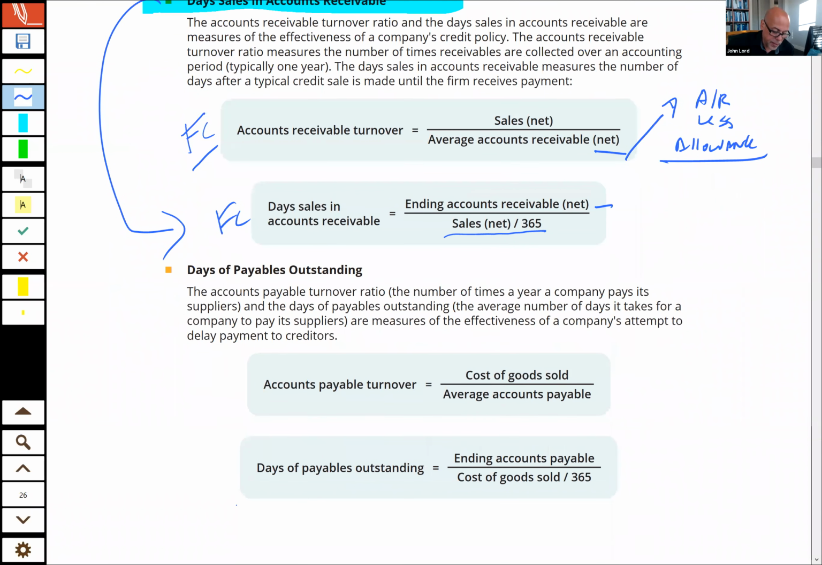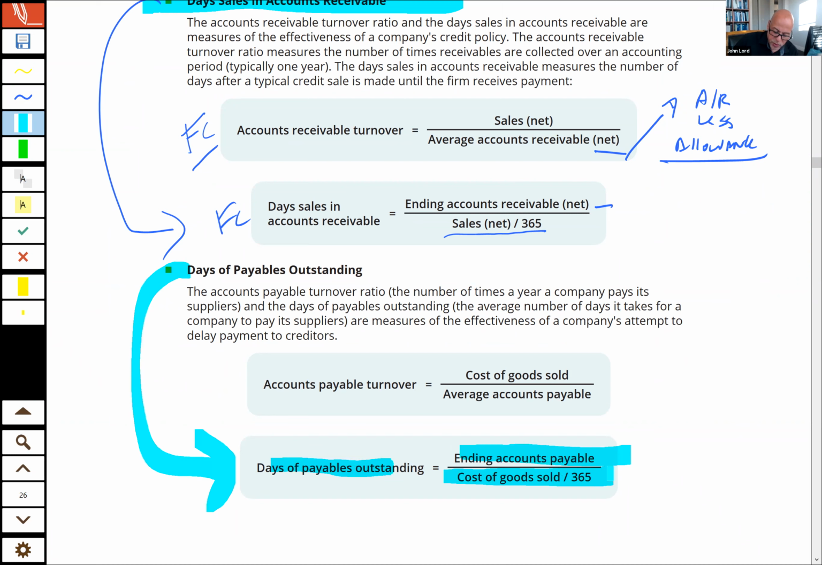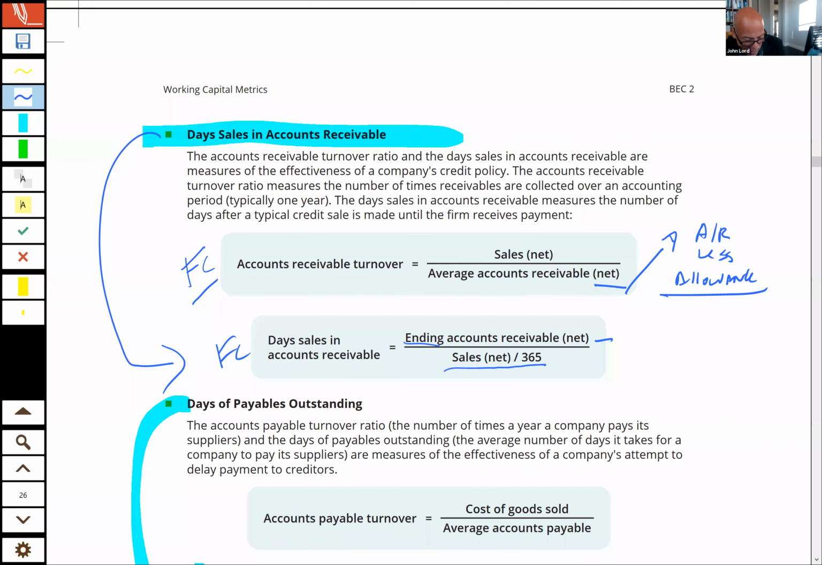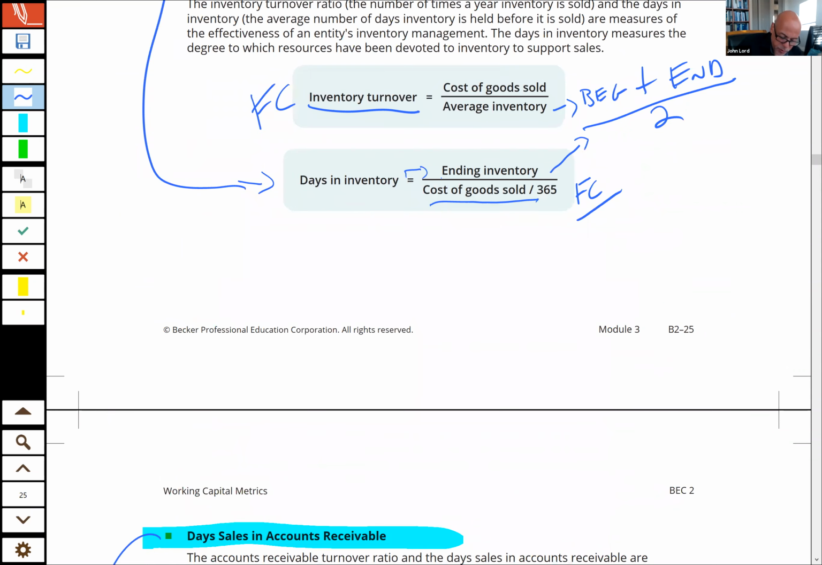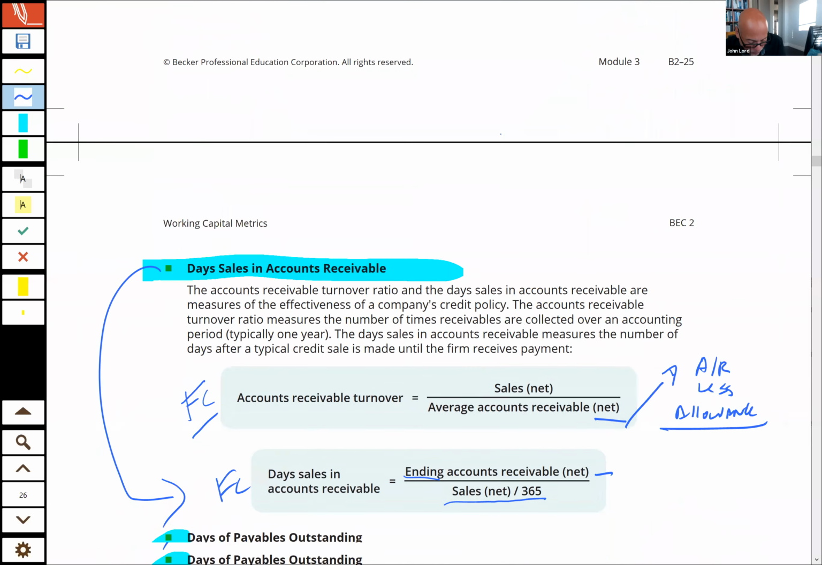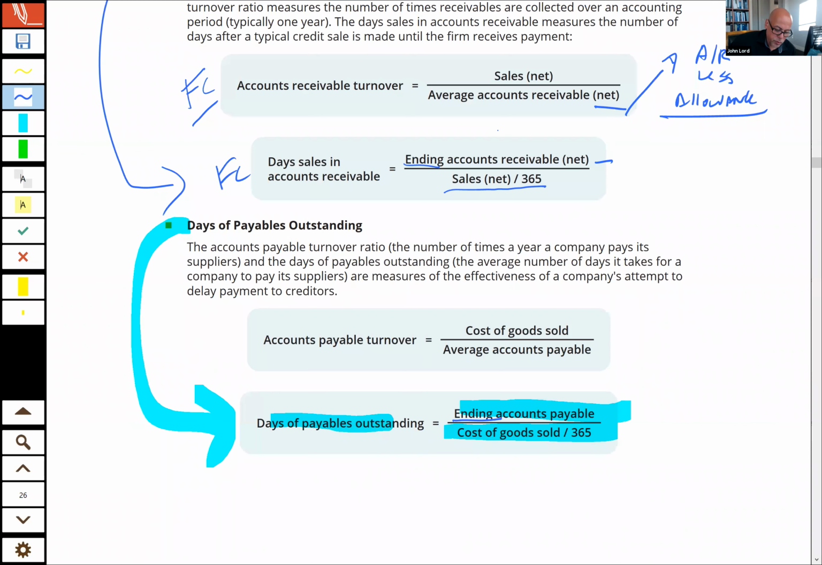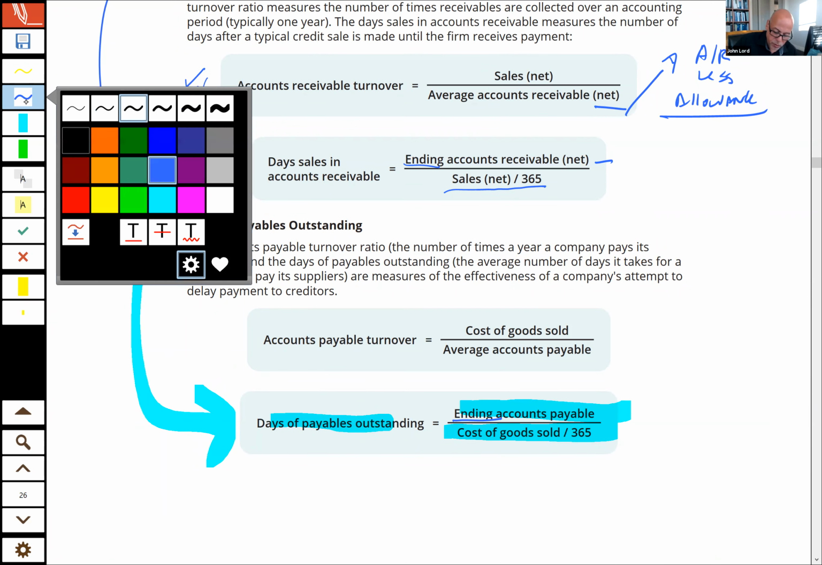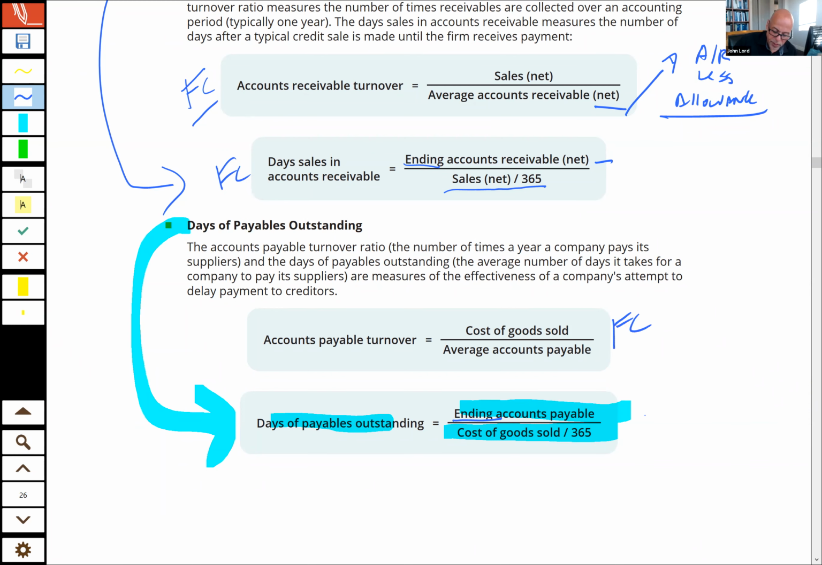Okay, and then days payable outstanding. And let's just go straight to the formula. Ending, so I guess they want us to use the ending. I've seen other discussions that talk about using the average, but let's just stick with what the book is saying and don't worry about the average, just use the ending. Forget what I said up there. Okay, and you could also do your accounts payable turnover, which is your cost of goods sold, and flashcard both of these, divided by your average accounts payable.